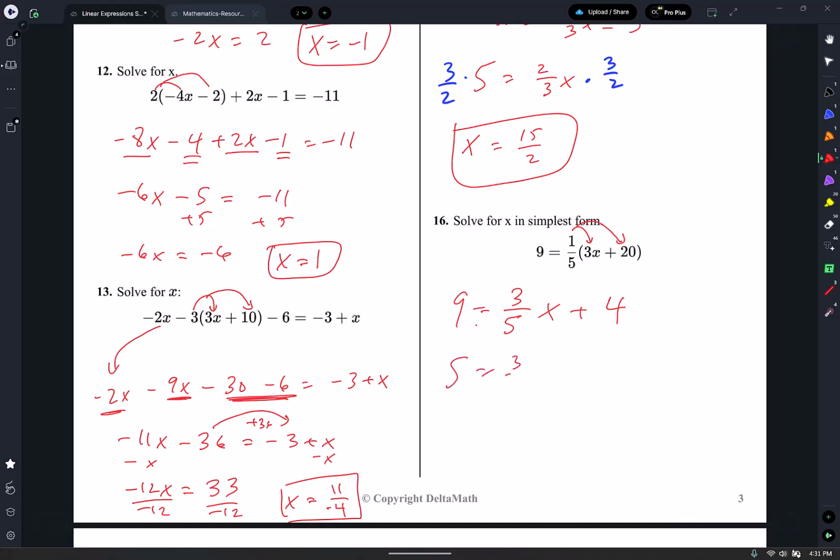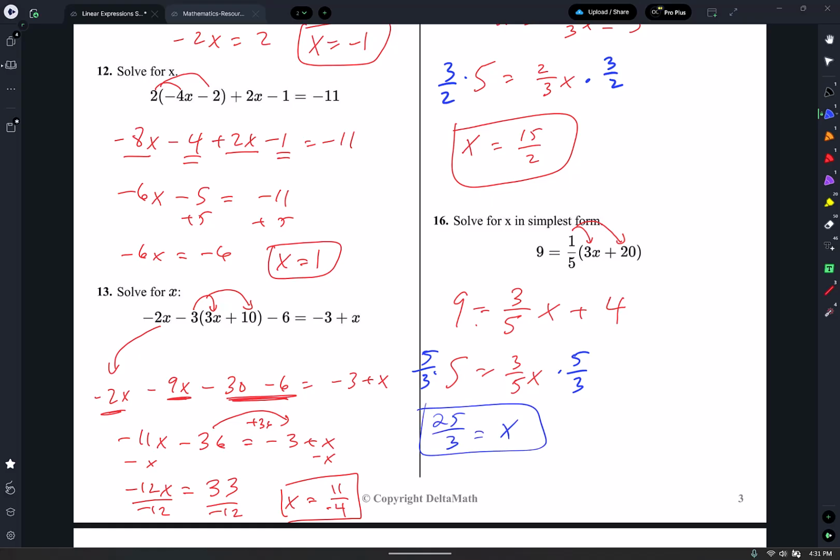So 5 equals 3/5 x. And I'm going to multiply by the reciprocal, times 5 over 3. Whatever you do to one side, do to the other. Why are you doing multiply by the reciprocal? That's how you get x by itself, right? So let's see. 25 over 3 equals x.